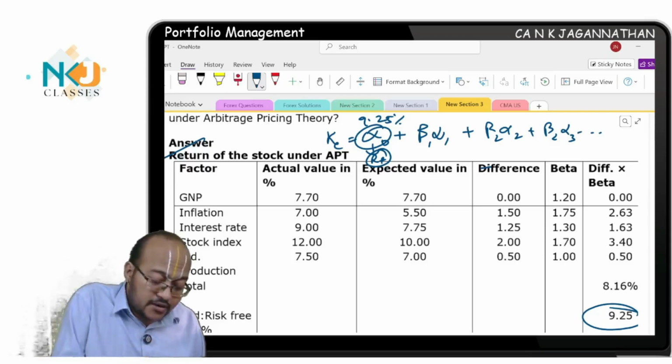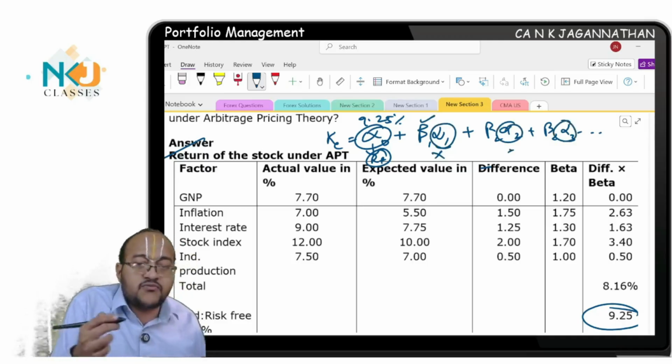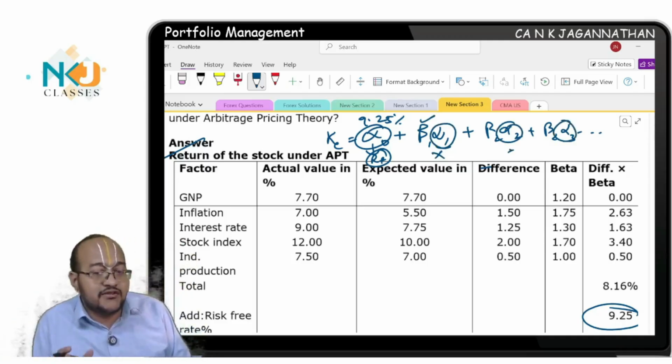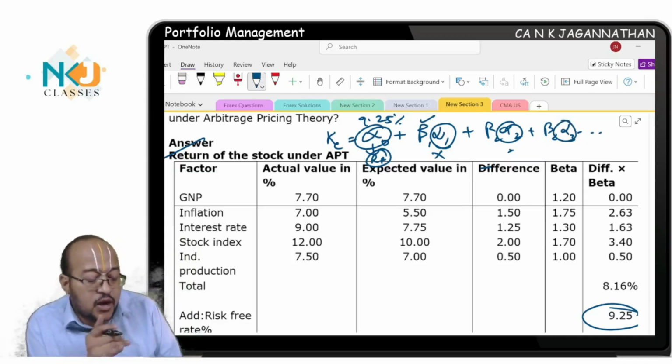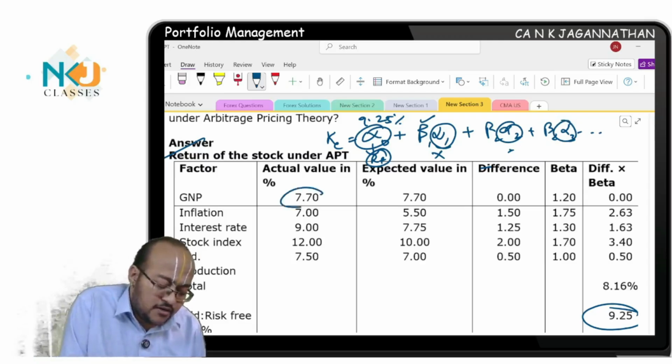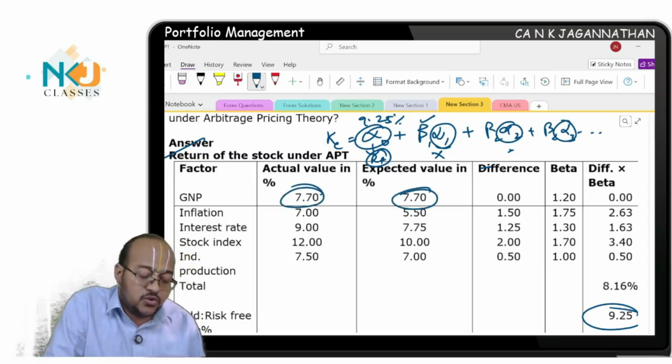Here beta is given for all these factors, sensitivity is given. Lambda 1 is given, but lambda 2 and 3 are not given. How to find out? Very simple. The differential value between actual and expected will be lambda. I told you in the discussion. So what is the difference?